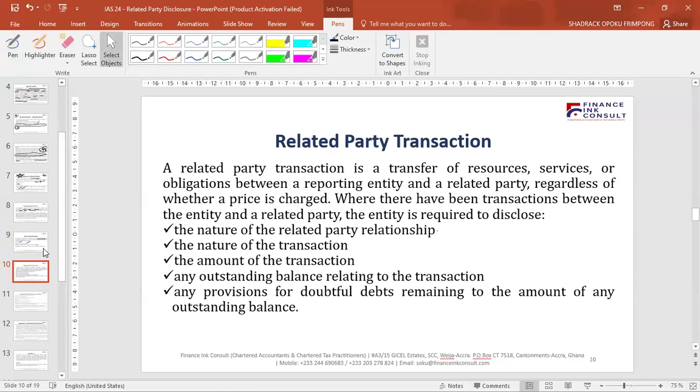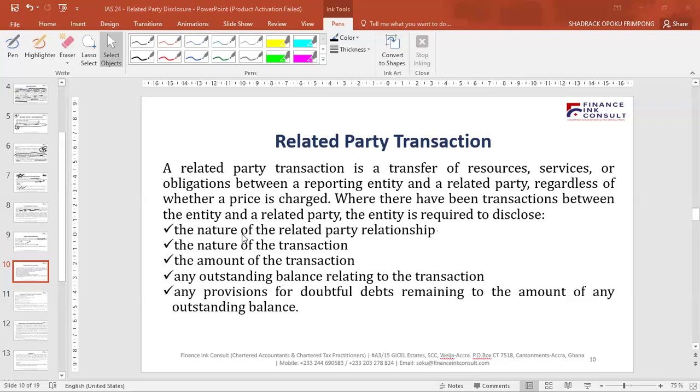Okay, so we've talked about who a related party is. We are now coming to look at related party transactions. We've been talking about who a related party is, people that we are in a control relationship with, or close family member, or key management personnel. Now we are coming to look at the transaction itself.